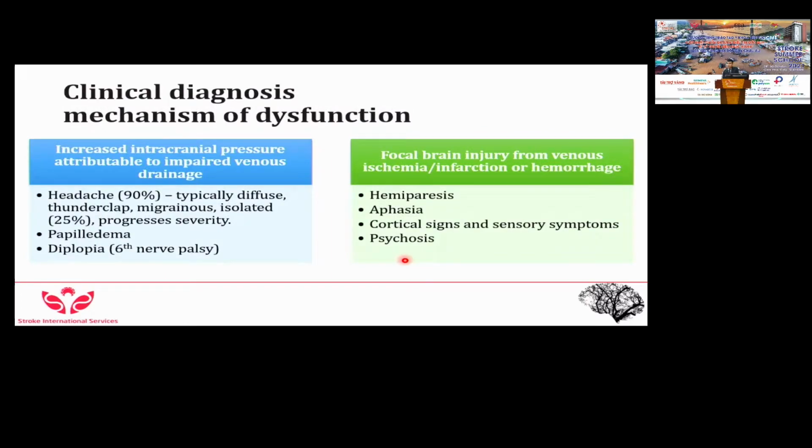So we talk about the clinical diagnosis. Here we take note of two syndromes. The first one is increased intracranial pressure attributable to impaired venous drainage, and the second one is focal brain injury from venous ischemia or infarction or hemorrhage.